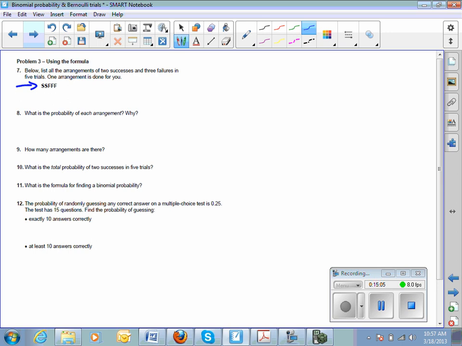So this first question, number 7, says, list all the arrangements of 2 successes and 3 failures. So what are some other ways that we could list 5 outcomes where we've got 2 successes and 3 failures? Success, failure, success, failure, failure. Okay. Success, failure, failure, success, failure. Okay.